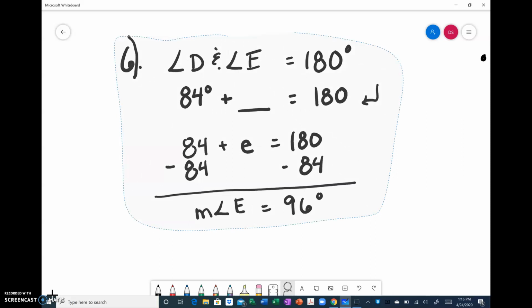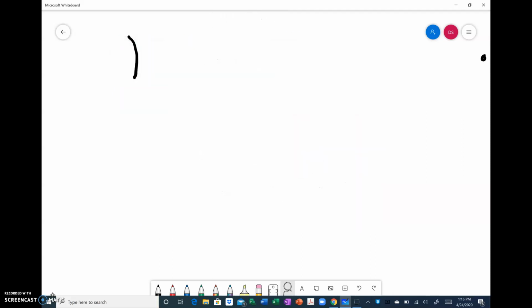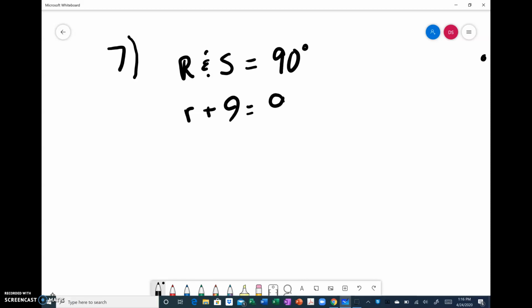All right, number 7, very similar, but with complementary. So if you want to try that one, I suggest you do that, and then I'll work it out here. Number 7, angles R and S are complementary, so they will equal 90 degrees when added together. And angle S is only 9 degrees to get us up to our 90. So hopefully you can do this mental math. Subtracting 9 from 90 gives you 81 degrees as the measure of angle R.